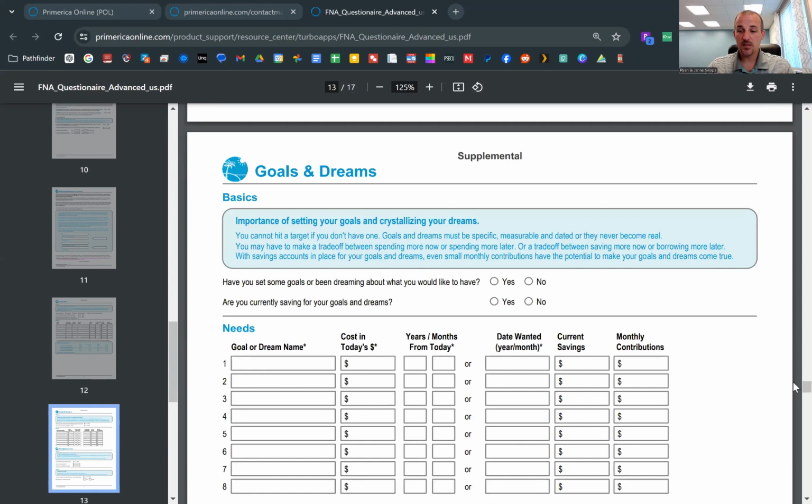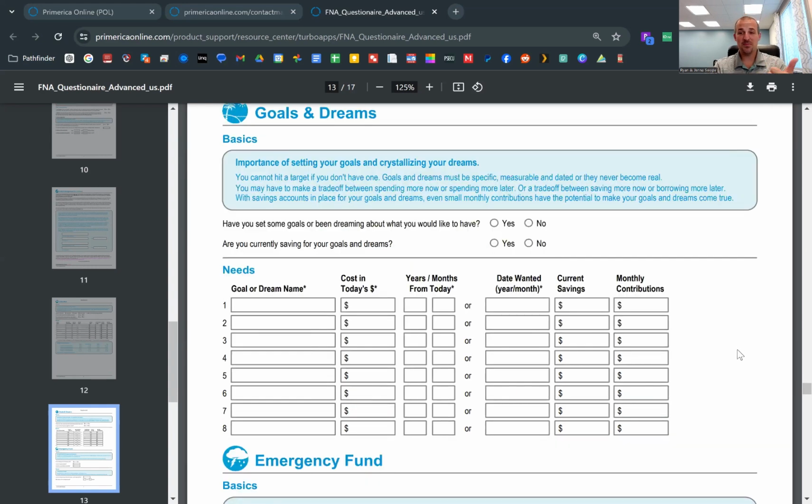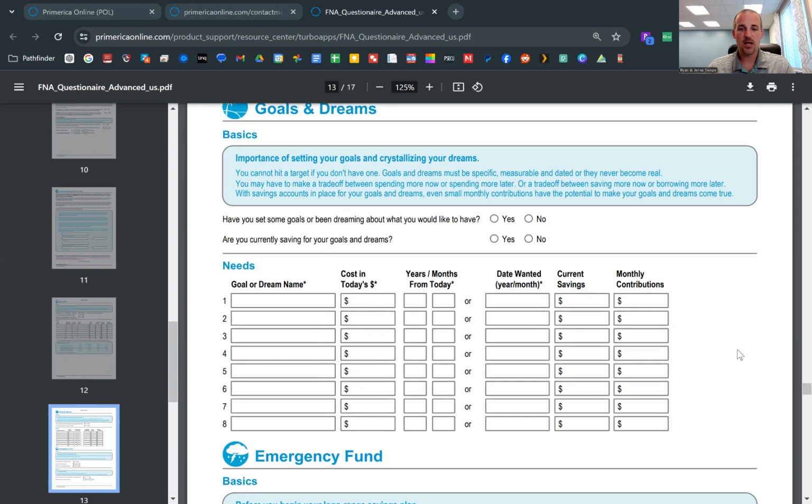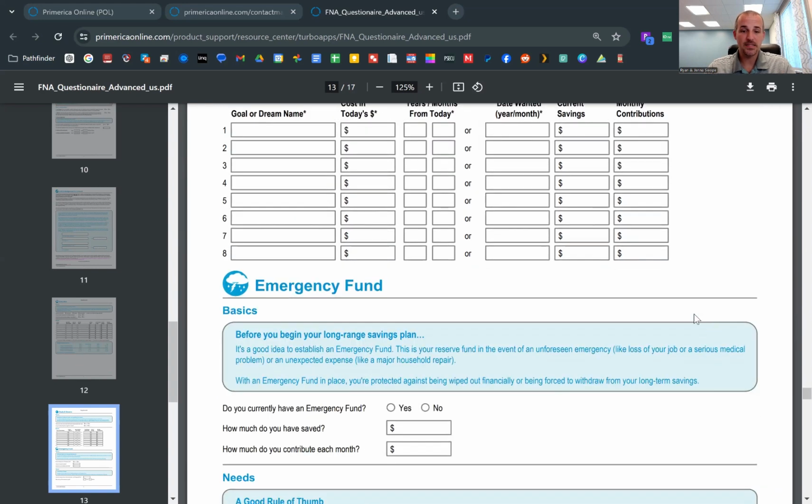Goals and dreams. Sometimes somebody wants to buy a boat, somebody wants to buy a vacation home. They want to maybe take a trip of a lifetime, right? And they're saving up for that, or they want to save up for it, but they just don't know how to go about it. You can use this page to help them do that, figure out how much they need to save per month to reach their goals.